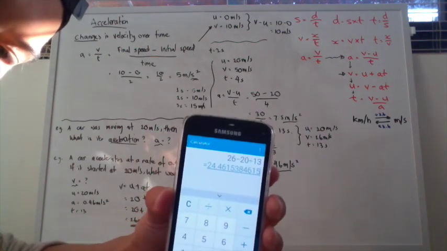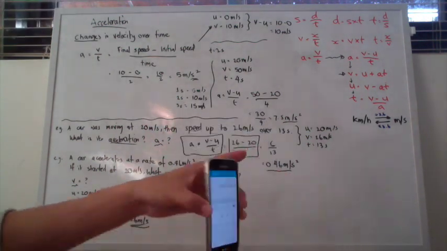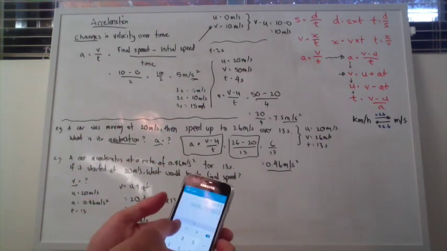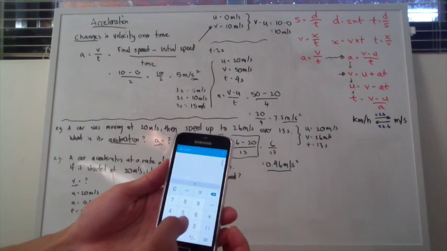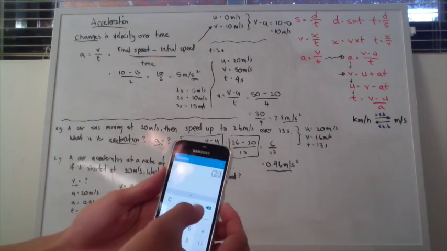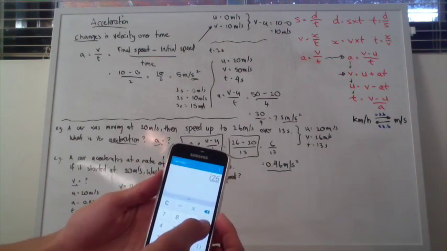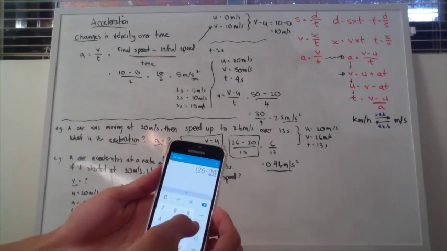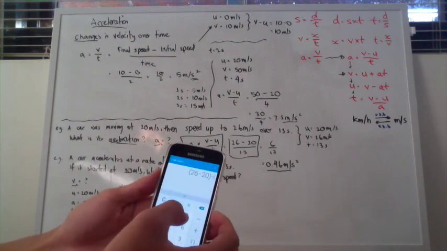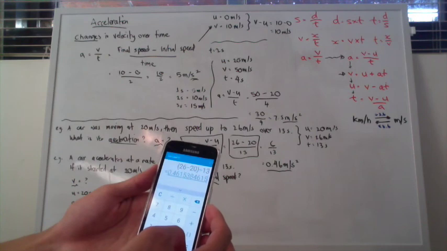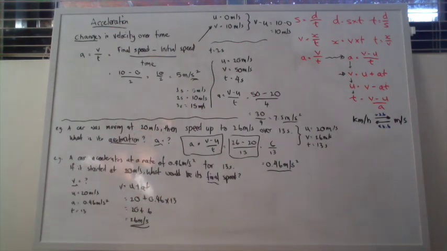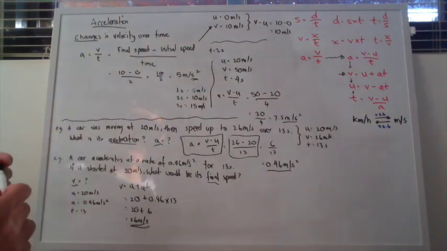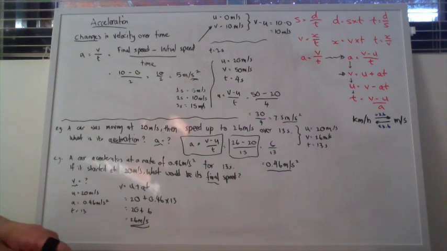See that answer? That's wrong. 24.46 is incorrect. It is 0.46. And so what you should be doing is you go bracket 26 minus 20 bracket and then divided by 13, okay, and that'll give me the right answer that I'm after. Okay, so just make sure that you guys don't make that mistake. All right, so that's acceleration. When working out acceleration, if you get a negative number, that means the object is decelerating.